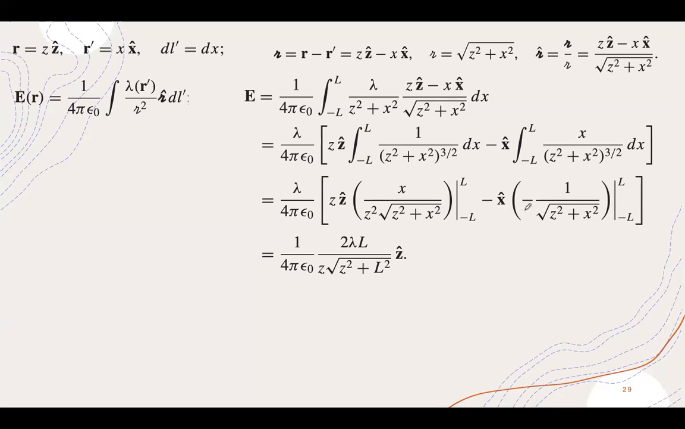Similarly, this integration is given as minus 1 over root of Z square plus X square, and again we have to put the integration limit, which is minus L to L. And once you put all the values, you're going to get the expression like this. So this is going to give us 1 over 4 pi epsilon naught times 2 lambda L divided by Z times root of Z square plus L square, along Z.